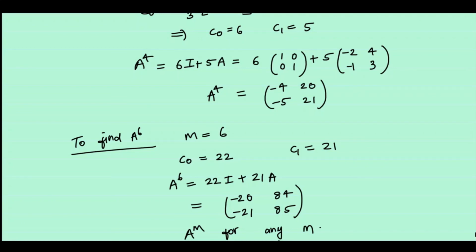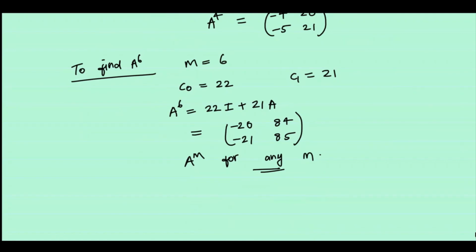So right now we did it for a 2 by 2 matrix. Now we will see it for a 3 by 3 matrix. So, second problem. Let A equal the matrix 1, 1, minus 2, minus 1, 2, 1, 0, 1, minus 1.